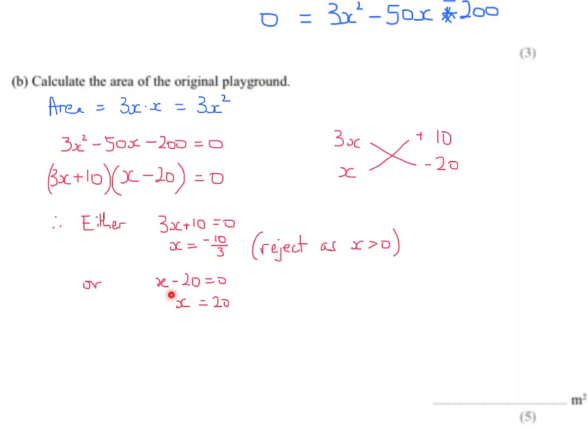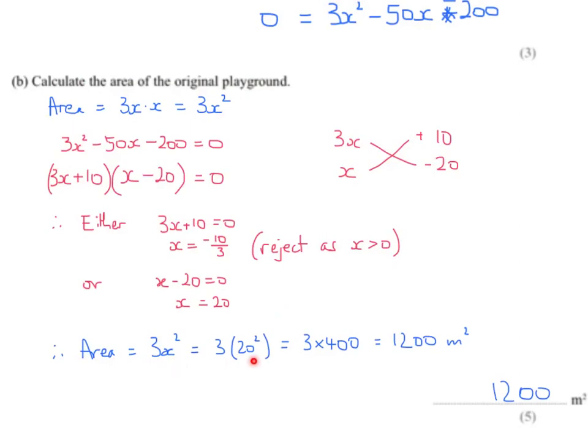It's now very simple to calculate the area, because we know that the area is 3x squared. So the area is 3 times 20 squared, which is 3 times 400, which is 1200, and the units are metres squared. So my answer is 1200 metres squared.